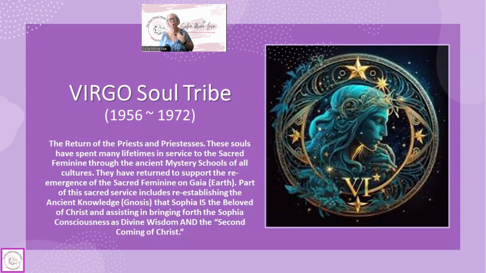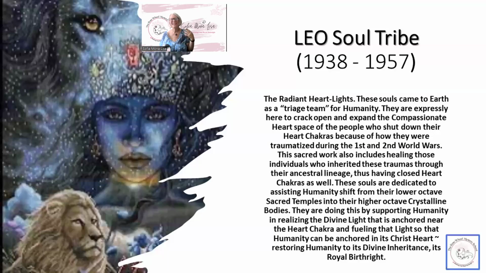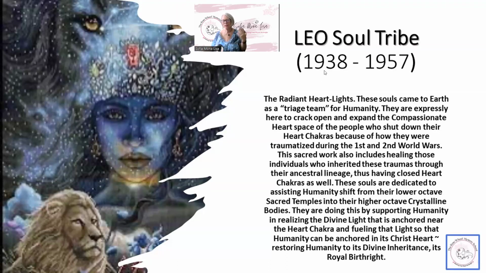All right. So before my generation, my mother's generation, right, was the Leo soul tribe. They started coming in 1938 and continued to come in through 1957. My mother born in 1944. Okay. This soul tribe is the radiant heart lights. They came to Earth as a triage team for humanity. They are expressly here to crack open and expand the compassionate heart space of the people who shut down their heart chakras because of how they were traumatized during the First and Second World Wars.